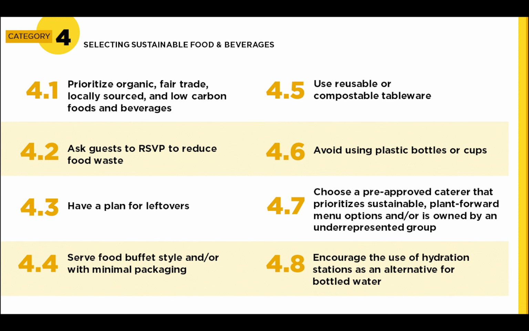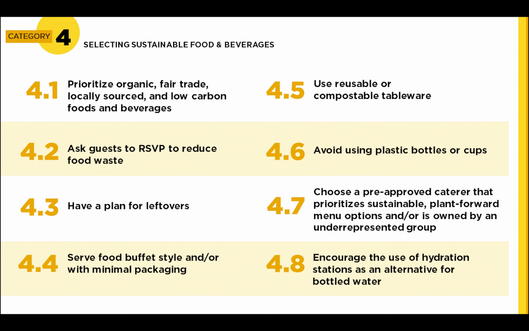4.5 is using reusable or compostable tableware. If your budget allows, you can ask your caterer to provide real plates, flatware, drink cups, and mugs instead of disposable items. And if you do have to use disposable items, try to opt for waxed paper items and wood utensils that can be composted after their use.